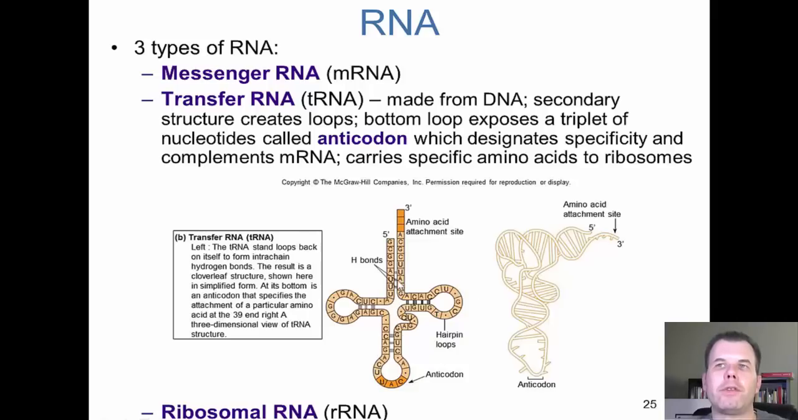Now, the reason why it's called tRNA, if you look at it, it kind of looks like a T, and so that's how we refer to it. Even in the molecular structure, it still looks like a T. So it kind of looks like an uppercase T. This kind of looks like a lowercase t. And so that's where really the tRNA comes from, because it kind of looks like a T in the structure.